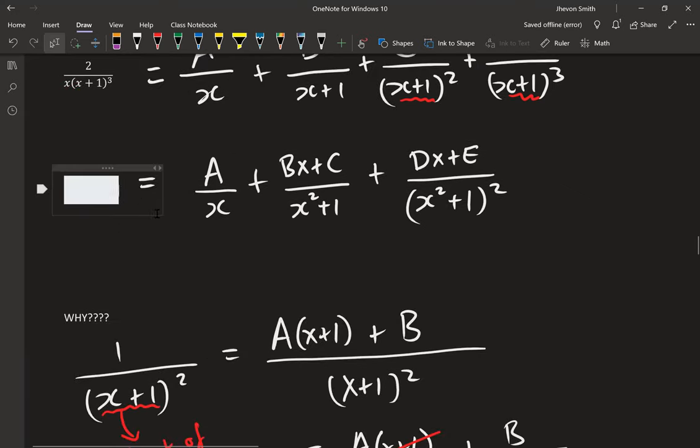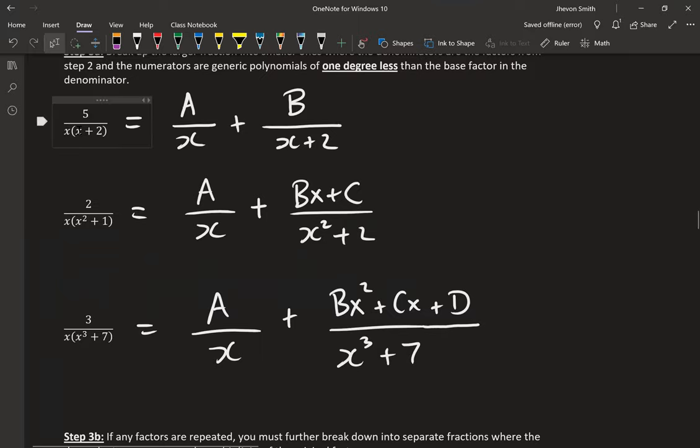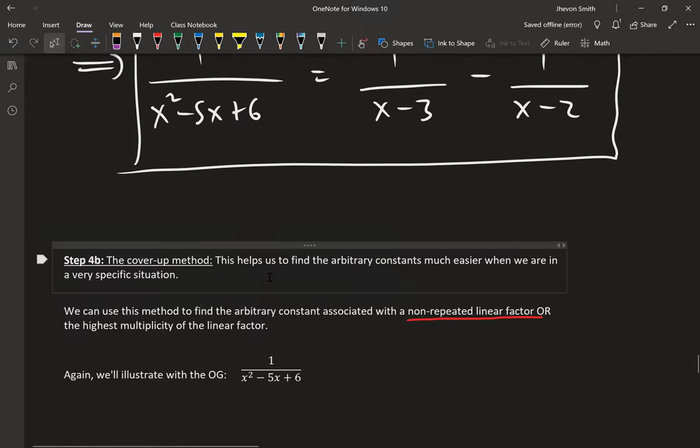Like you have a factor in the denominator that's raised to a power. Like the x squared plus one here is raised to another power. We call the x squared plus one a repeated factor. Or here where the x plus one is raised to a power of three, we say that's a repeated factor. So if you have non-repeating linear factors, for example like this example here, you can do the cover-up method. So that's the only requirement.